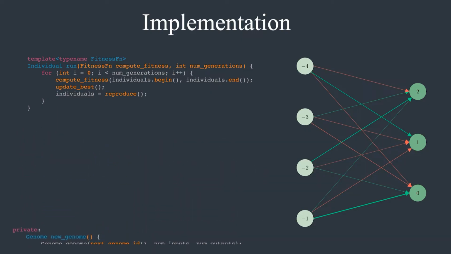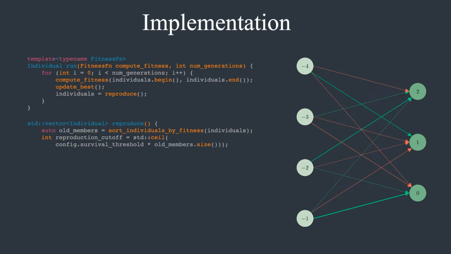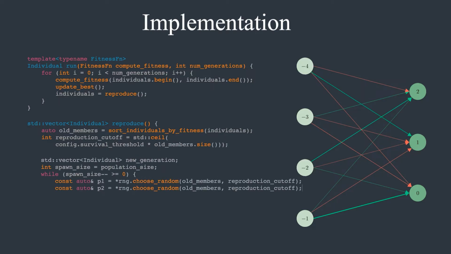We want to select the best individuals, so we sort them and compute the cutoff. Then we produce the number of offsprings by choosing two parents at random, combining their genes, and mutating the offspring. And now the next generation is ready.